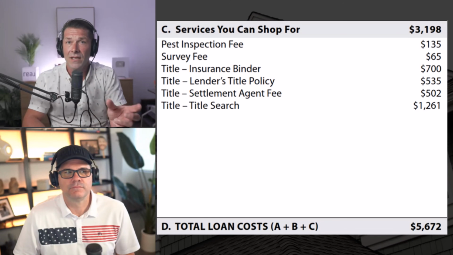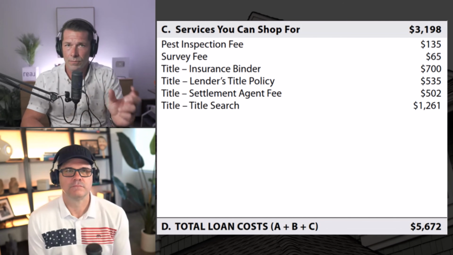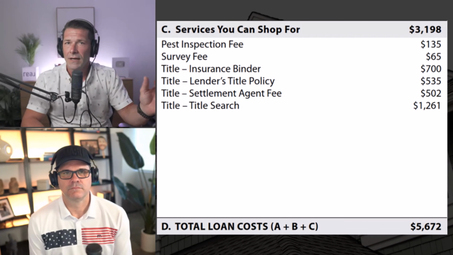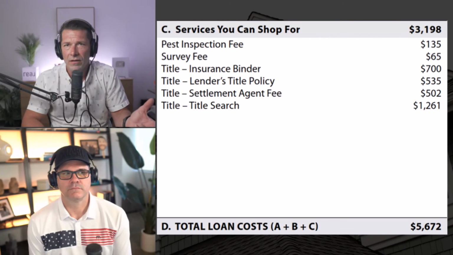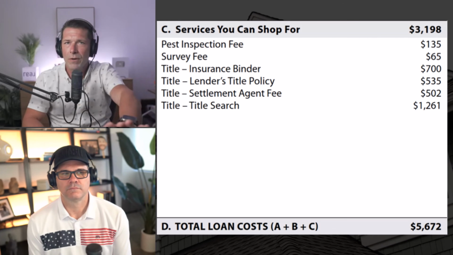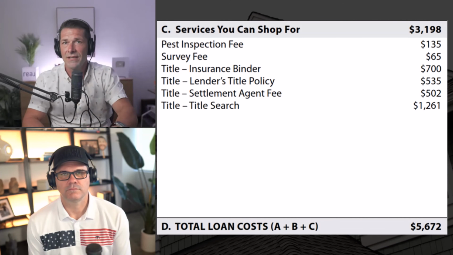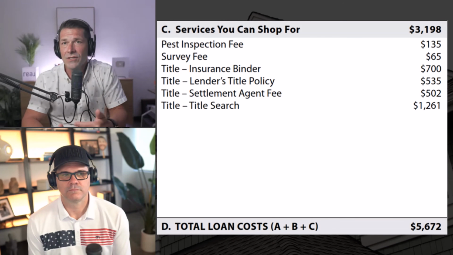Escrow fee, settlement agent fee that you're seeing here on the screen, that can vary a little bit. But most of the time, it's based off your purchase price. It's based off, not how much you're financing, primarily your purchase price. So it can be negotiated a little bit, but for the most part, as much as it says sellers services you can shop for, it's already been shopped.